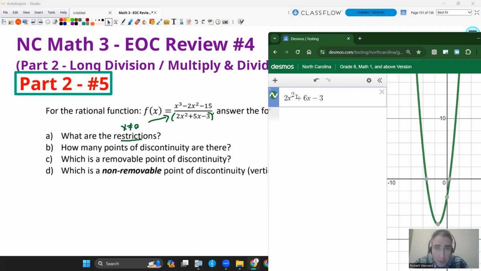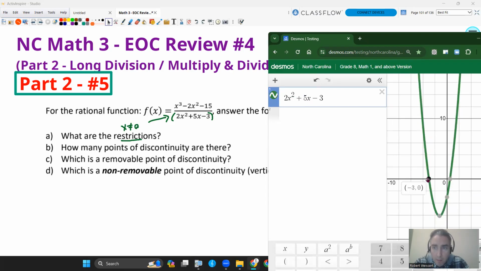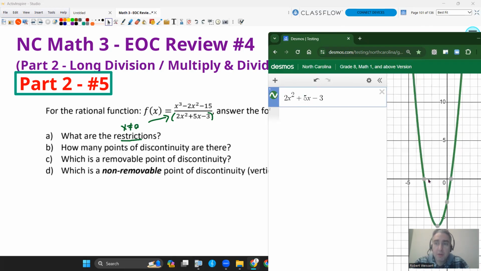Shoot, I have that wrong. 2x squared, oh, it's a 5. That's more like it. So I have two numbers that actually are no-goes. My restrictions, x cannot equal negative 3, and x cannot equal positive 0.5.